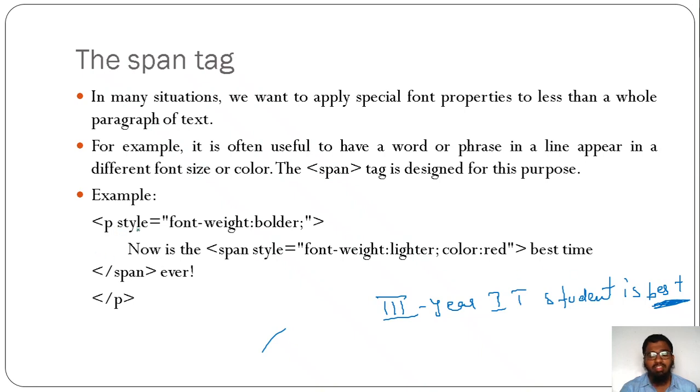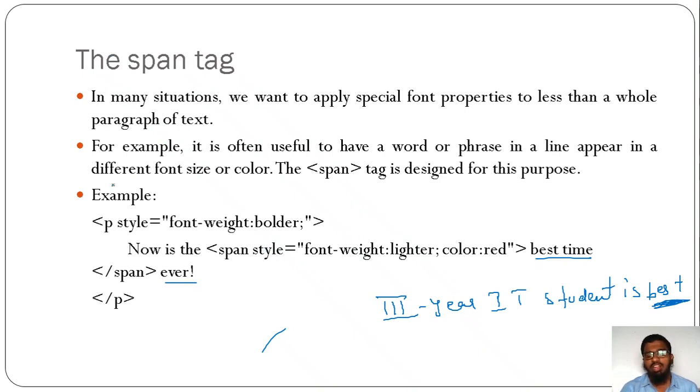So here the p style is font-weight bolder, meaning dark. Now the span. What is the text? Now is the best time. So span style is font-weight lighter and color red, and best time will be in red color. Then the span is closed and everything else is in the normal color. Clear? So this is the way we give the span.